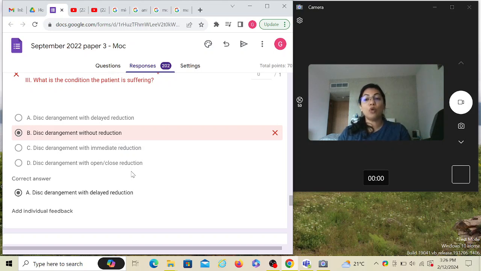Disc derangement with open close reduction. Open close becomes contradictory. If they would have just mentioned this displacement with open reduction, it's kind of a delayed reduction only. Then they would have become synonyms. But they mentioned open close reduction. It's not a diagnosis at all, like a proper one. So I'm going to go with option A.